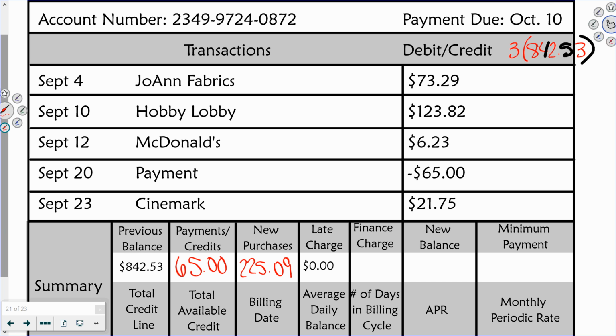My pen changes. In that corner, it always changes. All right? So it sat for 3 days here. Are we okay with that, right? September 1st, 2nd, 3rd. Because I didn't buy anything. September 4th, what happened? I add 73.29. So I'm going to take the 842.53, my previous balance. September 4th, I spent 73.29. So I'm going to add 73.29. So my new balance is 915.82.